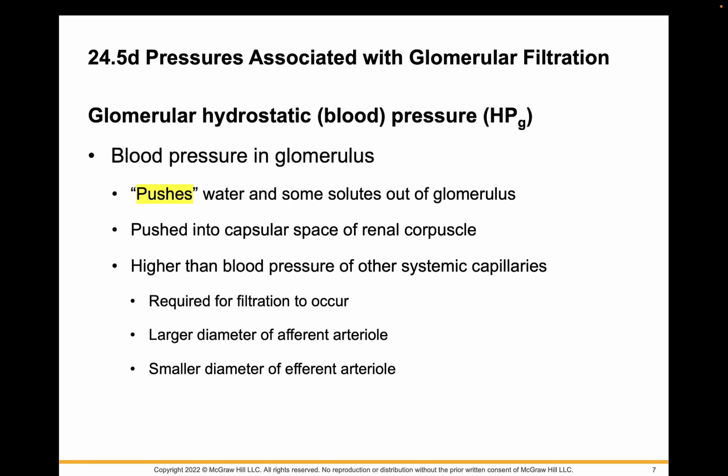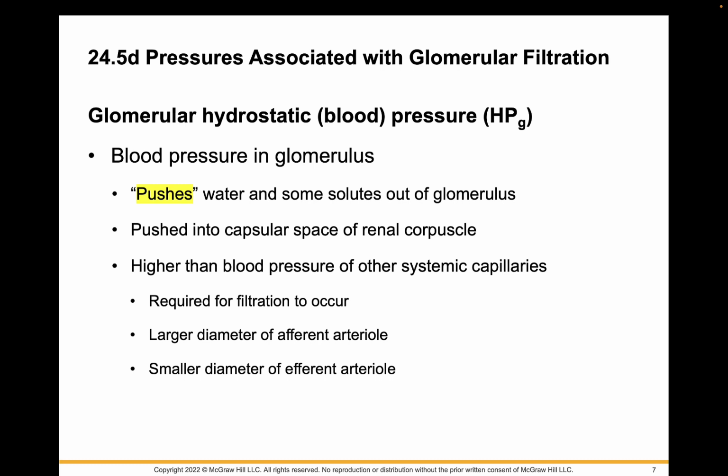Now, glomerular hydrostatic pressure. This is the blood pressure within the glomerulus. This is responsible for pushing water and some solutes out of the glomerulus and into the capsular space of the renal corpuscle. Now, one thing to keep in mind here is the blood pressure in the glomerulus will be higher than the blood pressure of other systemic capillaries.